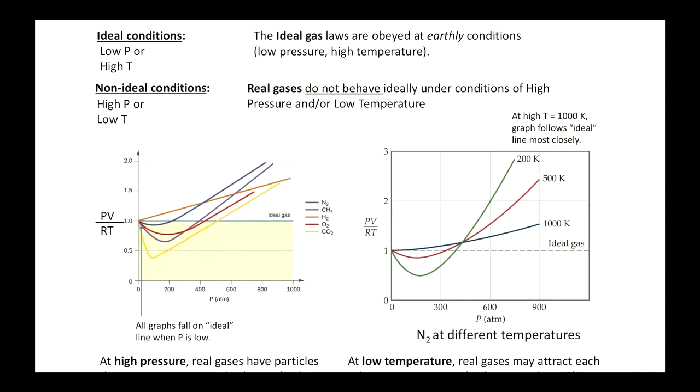And there's a reason. The tenets of kinetic molecular theory work very, very well at low pressure and high temperature. So that means non-ideal conditions, when we have to consider gases to be real, are not those conditions. So non-ideal conditions are actually high pressure or low temperature. Gases don't behave ideally at those conditions, and I'll show you here.